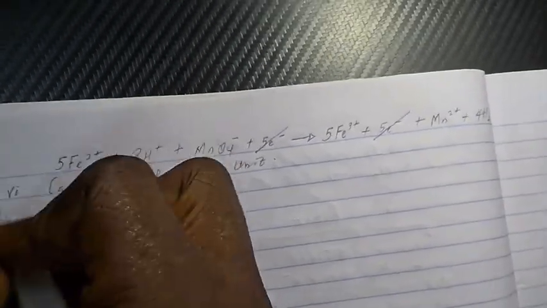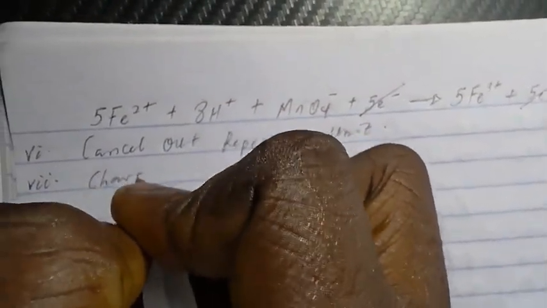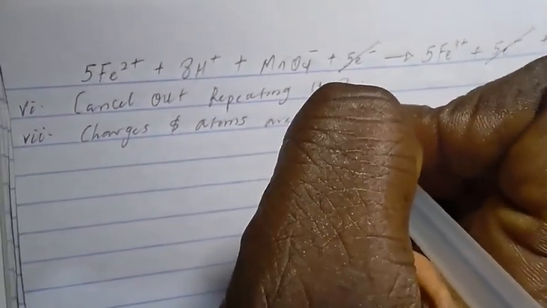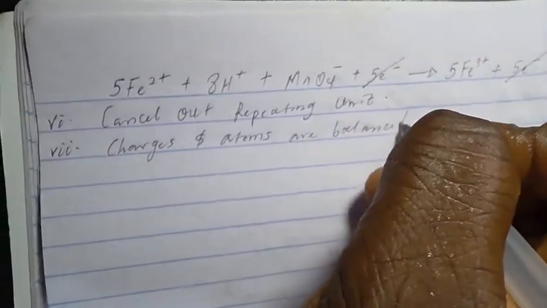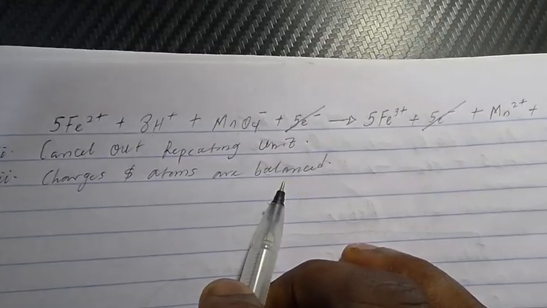So you now want to check if it is balanced. Your equation will be balanced if the charges and atoms are balanced. That is the thing. So finally, you want to know if you are correct. You will check if the charges and atoms are balanced.